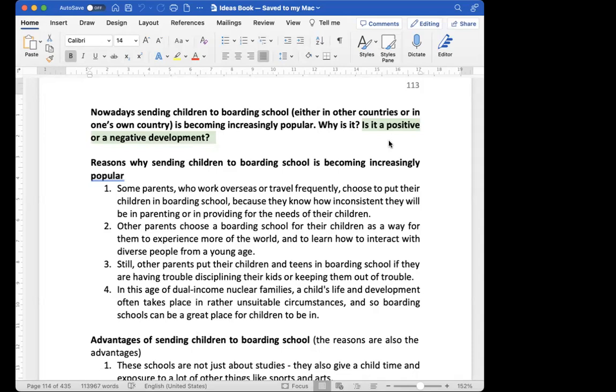Okay. And in this age of dual income, this is the last point. In this age of dual income nuclear families, a child's life and development often takes place in rather unsuitable circumstances. And so boarding schools can be a great place for children to be in. You know what? In boarding schools, they have time for the after school hours, they have games, outdoor games and everything. Everything is so disciplined over there. So good boarding schools are really good for the children, but not all people can afford them.